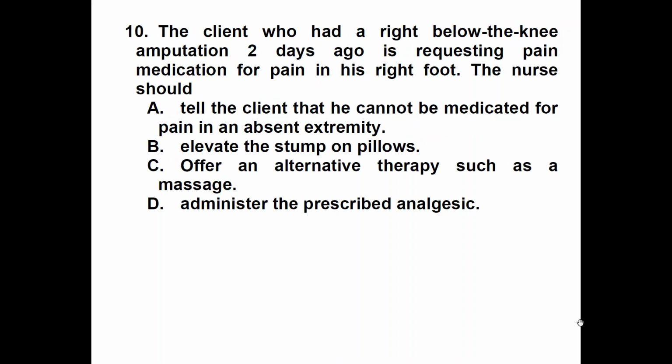Then the client who had a right below-the-knee amputation 2 days ago is requesting pain medication for pain in his amputated limb. The nurse should: A, tell the client that he cannot be medicated for pain in absent extremities; B, elevate the stump on pillows; C, offer an alternative therapy such as massage; or D, administer the prescribed analgesic.